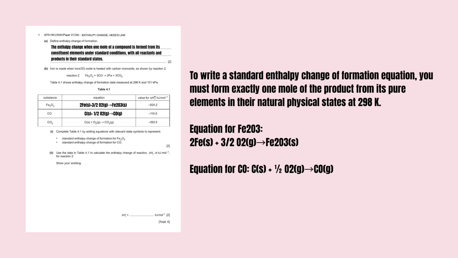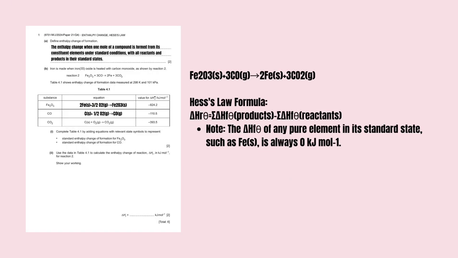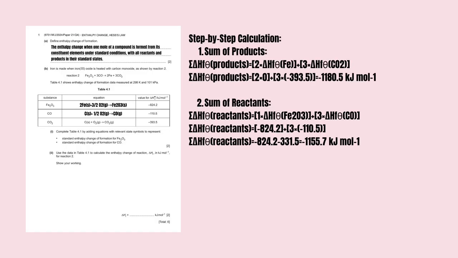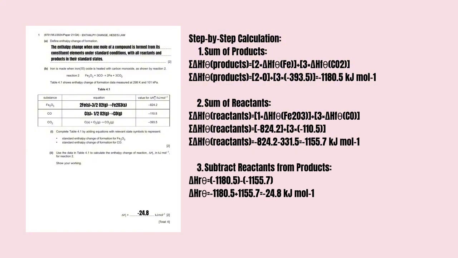And then to write the standard enthalpy change of formation equation, you must form exactly 1 mole of the product from its pure elements in their natural physical states at 298 K. And then you have to use the Hess formula. After that, step 1, you sum the products and then sum the reactants, and then you subtract reactants from products, and then you get the answer.